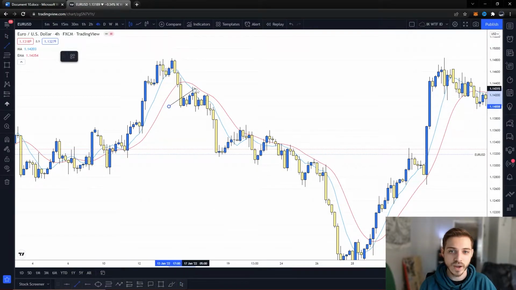Now you can also enter more trades if the market continues to trend. So for instance, we have this trade right here. We also have a trade opportunity right here, and you have another trade opportunity right here, as well as right here, and as well as right here.